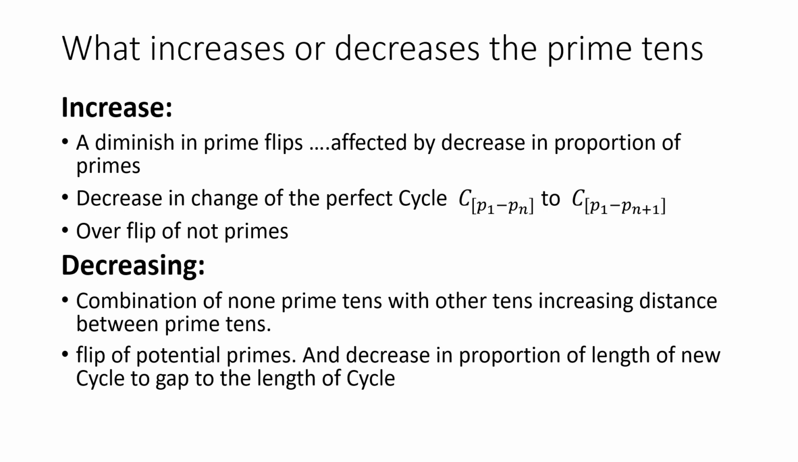What decreases and increases the prime tens? A diminishing in flips affected by the decreasing proportion of primes. Decreasing change of the perfect cycle to the next perfect cycle. We're going to study that in the next slides. Overflip of non-primes. Decreasing combination of non-prime tens with other tens, increasing distance between prime tens. Flip of potential primes and decreasing proportion of the length of the new cycle to the gap of the length of the cycle.